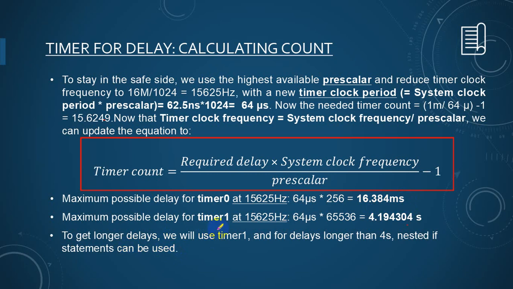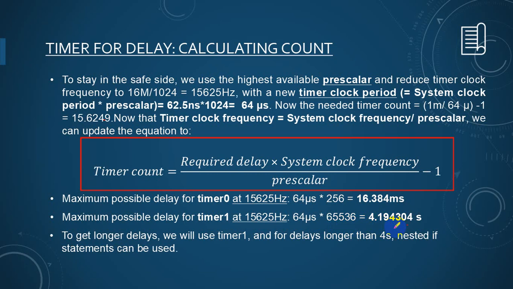Now maximum possible delay for timer 1 at 15,625 Hz, 64 microsecond multiplied by 65,536, not the prescaler maximum value. So we get 4.194304 second. Longer delay you can measure now. By timer 1, we can measure more than 4 seconds now.